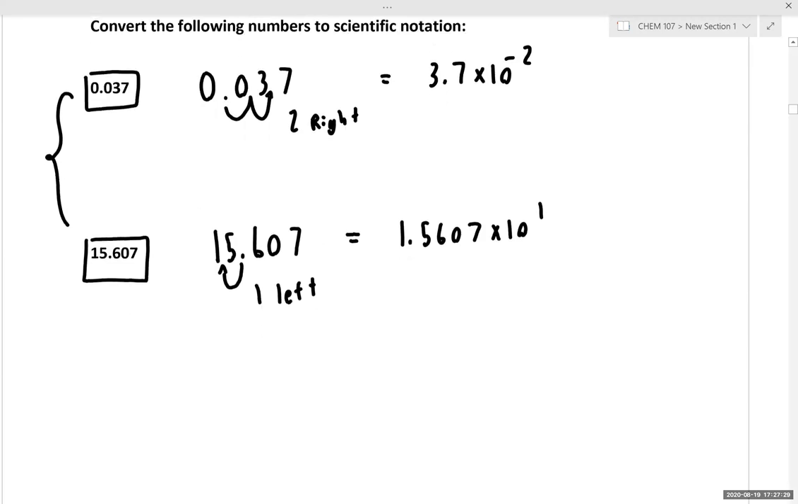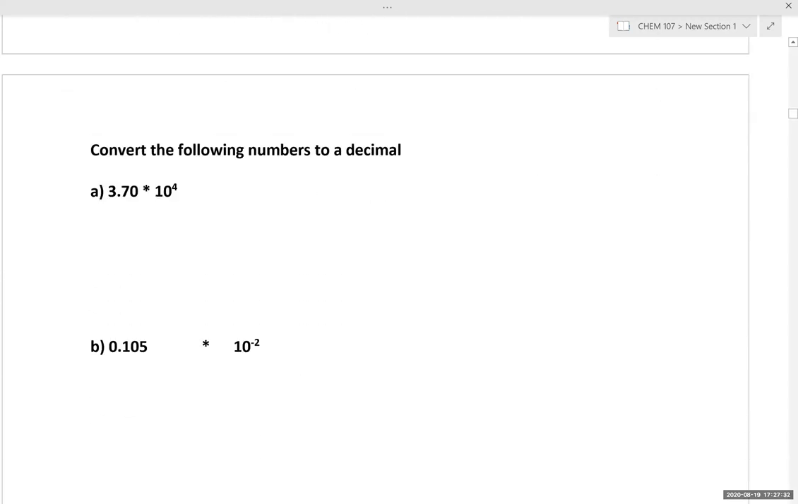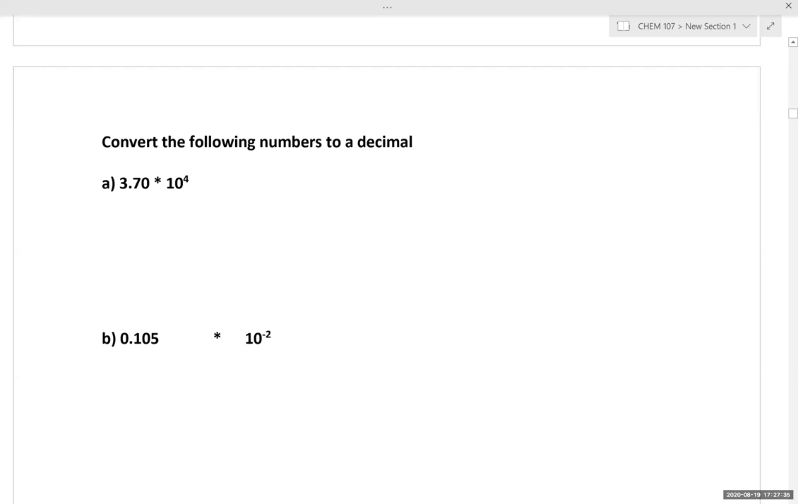Okay, so let's keep going now. And this time we're going to go in reverse. We're going to convert the following numbers in scientific notation to a decimal. Okay, so let's recall, and I'll do these two examples to help us recall how to handle multiplying and dividing by exponents. And just as a reminder for students who have received a Zoom invite today, I also sent you a copy of the notes in my email.